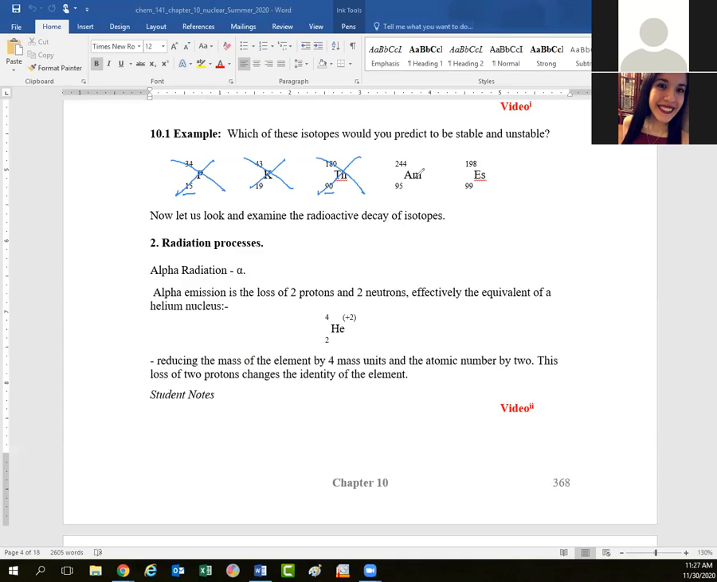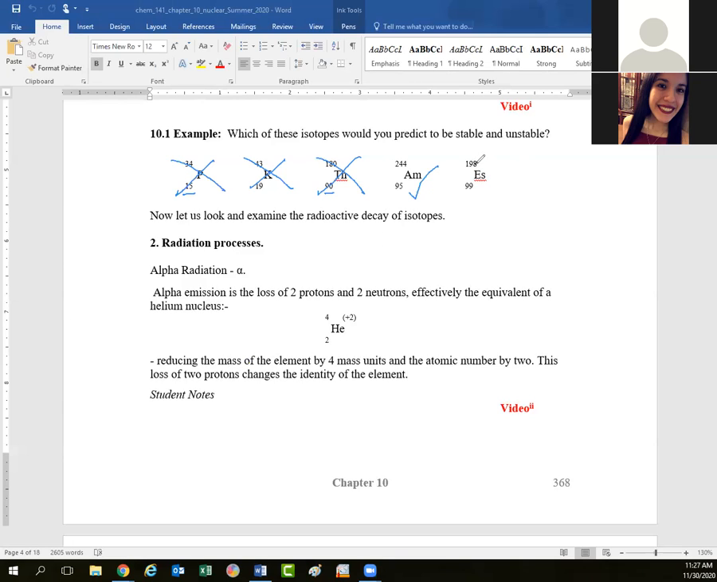The americium 95 with a mass of 244. If we had 95 neutrons, that would be a mass number of 190. We've clearly got way more neutrons than protons, about 50 more neutrons than protons, 49 more to be exact. So with the additional neutrons, that does look like a stable isotope.